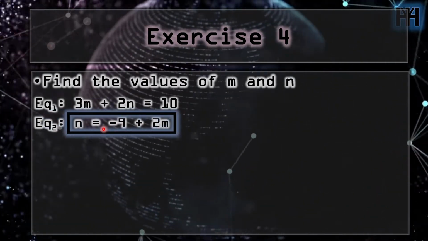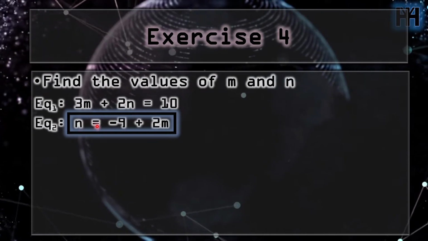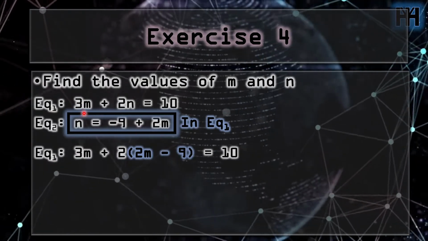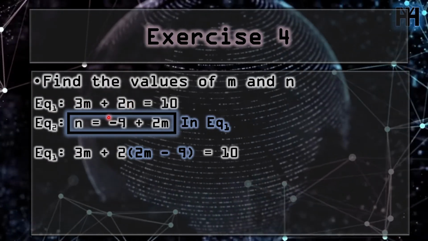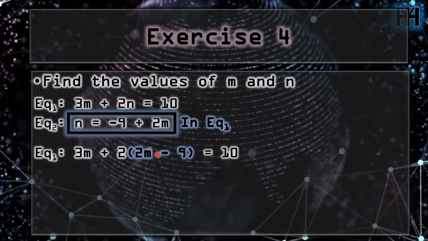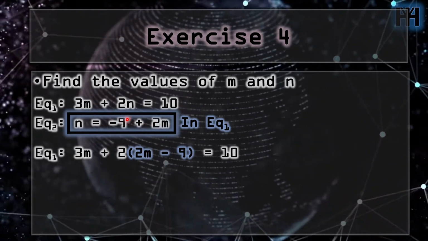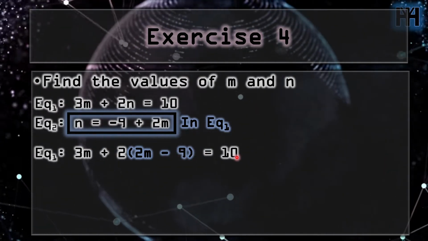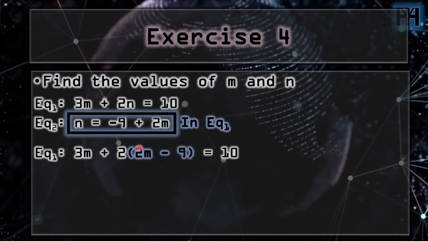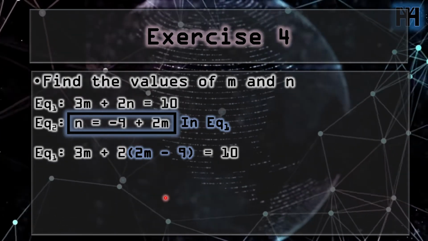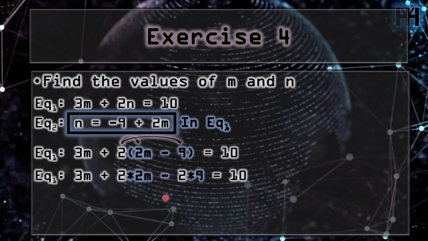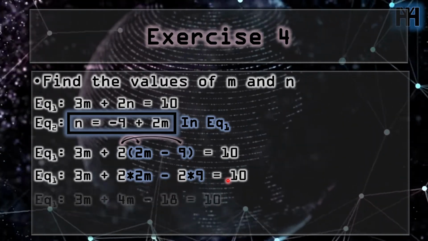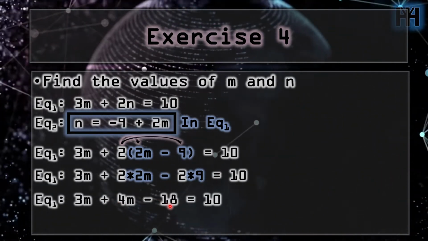Now we can use this equation for n and substitute with the value of n, which is -9 plus 2m, in equation 1. So let's take equation 1, 3m plus 2n. We will put the -9 plus 2m, or 2m minus 9. It doesn't matter if you write the 2m before the -9 or the -9 before the 2m, equal 10. To break the bracket, we must multiply 2 to the 2m and 2 to the -9. So we have 3m plus 2 times 2m minus 2 times 9 equal 10. So we have 3m plus 4m minus 18 equal 10.